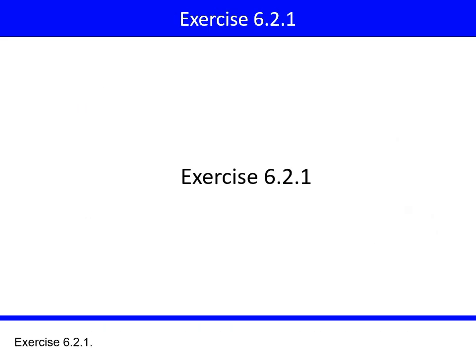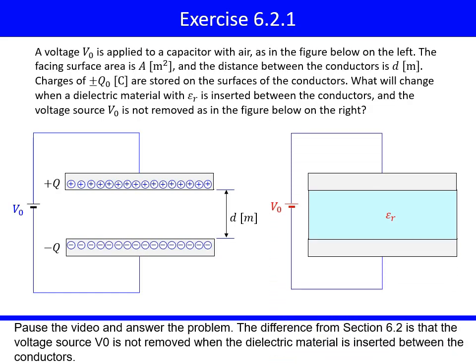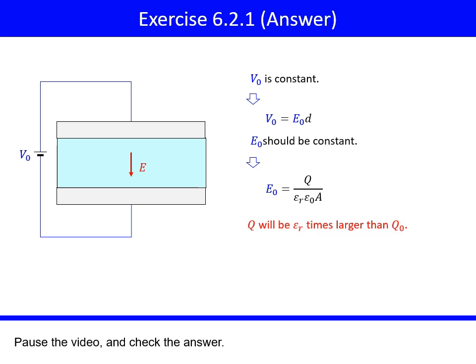Exercise 6.2.1. Pause the video, and answer the problem. The difference from section 6.2 is that the voltage source V0 is not removed, when the dielectric material is inserted between the conductors. The answer to exercise 6.2.1. Pause the video, and check the answer.